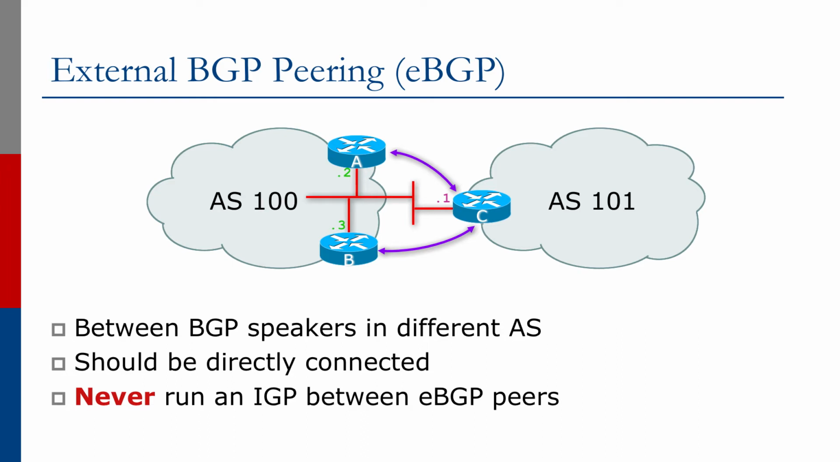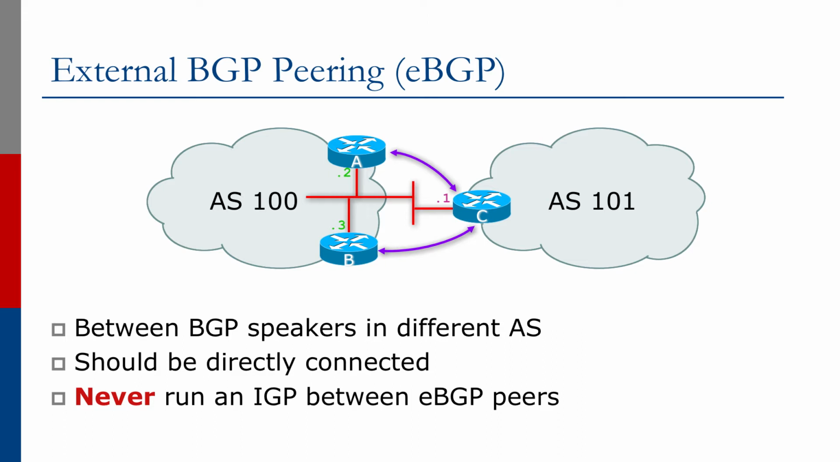I'm going to show you how to configure an eBGP peering. eBGP is used between BGP speakers in different autonomous systems. These speakers should be directly connected, that is, either with a point-to-point link or a connection onto the same Layer 2 LAN. You should never use an interior gateway protocol between eBGP speakers, so make sure you've turned off OSPF or ISIS on those interfaces.